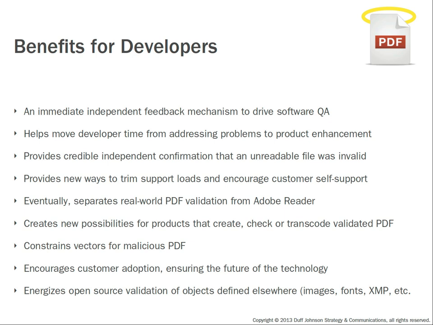An immediate and independent feedback mechanism can help drive software QA. If you produce a file, and instead of opening it in Adobe Reader, which tells you nothing other than that it appears to display, a piece of software told you in specific technical detail what was the matter with your file, that would give you a great QA mechanism to help train developers and help every kind of developer understand what they're doing right and wrong. As I've already mentioned, developers would benefit because a validator would help move development time from problems to product enhancement.